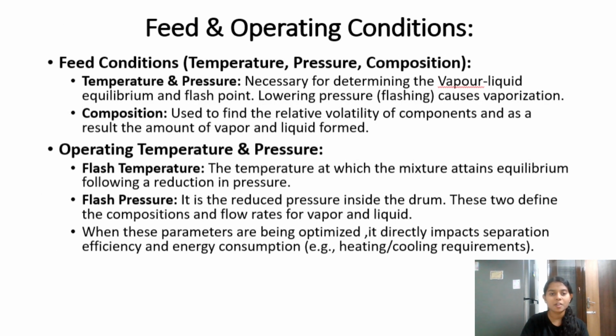So this is Hannah. I'm here to talk about the feed conditions, temperature and pressure necessary for determining the vapor liquid equilibrium and flash point. Lowering pressure causes vaporization. Composition is used to find the relative volatility of components and as a result the amount of vapor and liquid formed. Operating temperature and pressure: flash temperature is the temperature at which the mixture attains equilibrium following a reduction in pressure. Flash pressure is the reduced pressure inside the drum. These define the compositions and flow rates for vapor and liquid.